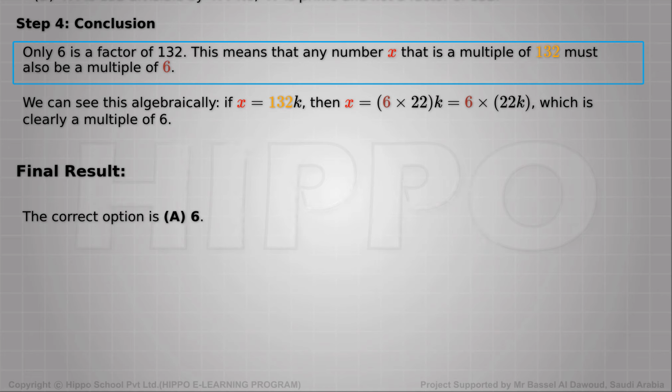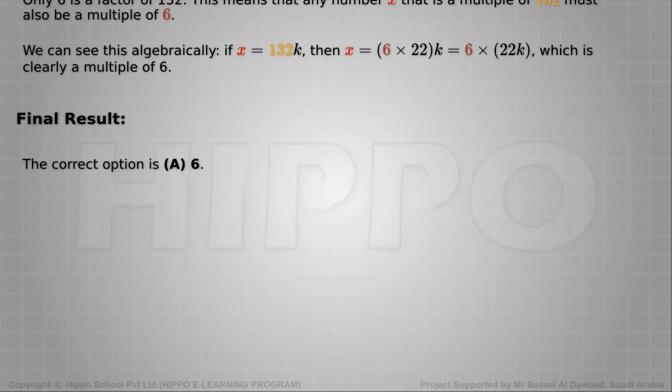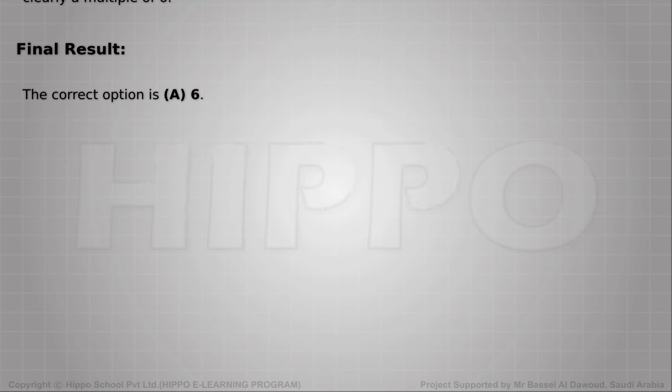The algebraic proof on the screen makes this very clear. If we know x equals 132k, we can rewrite 132 as 6 times 22. So x equals 6 times 22 times k. This form shows that 6 is always a factor of x, no matter what k is. So the final result is that the correct option is A, which is 6.